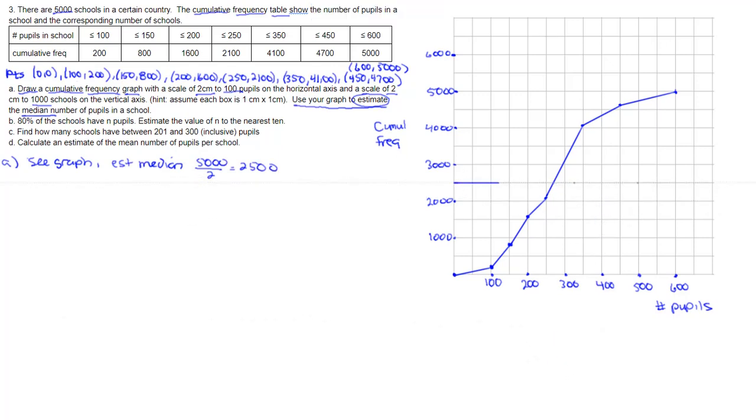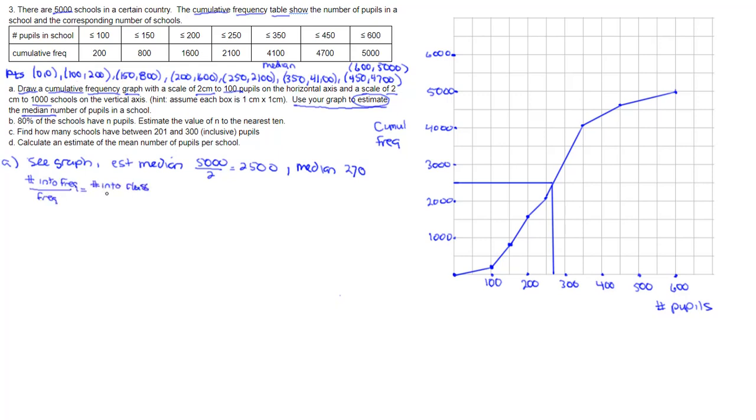And now it says to estimate the median. Well, we've got 5,000 pieces of data, so that's going to be roughly 2,500. If I go across and come down, it's going to be around here. Now, that seems like it would be about 270.